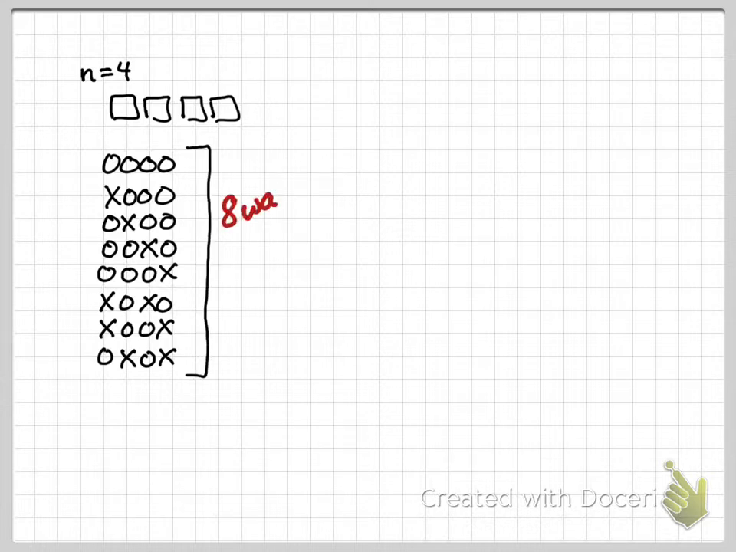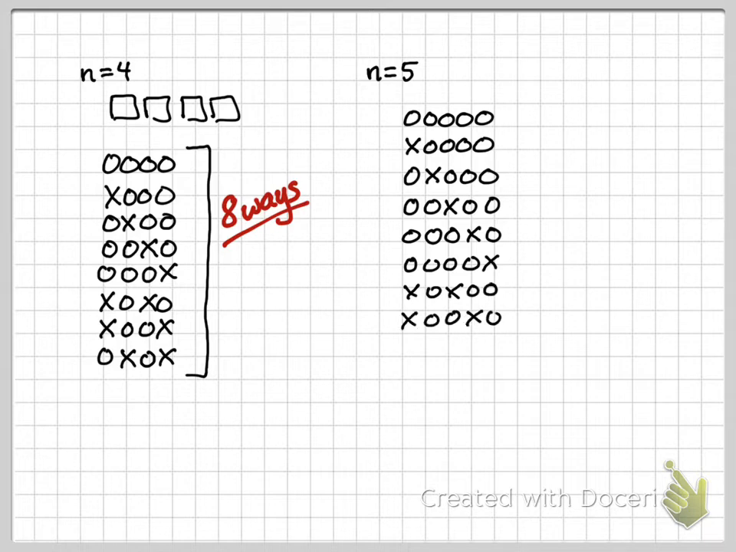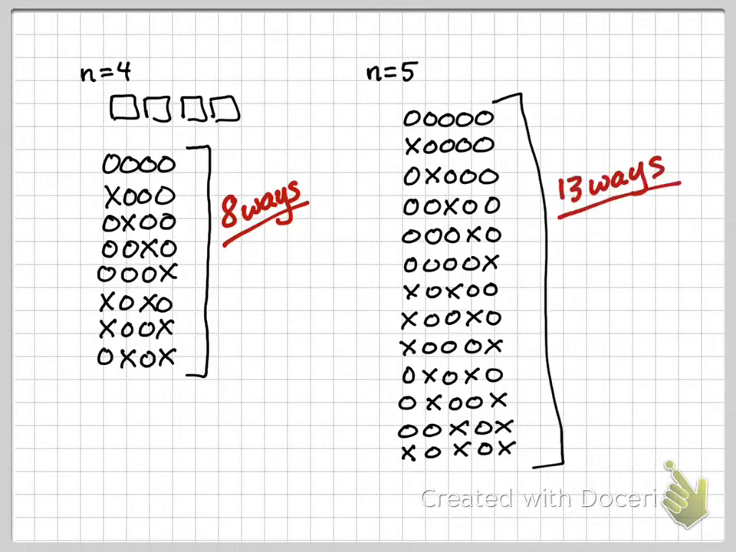So we'll go ahead and count the list. And there's 8 in that list. So when n is 4, the answer is 8. Okay, let's do it one more time with n equals 5. With 1 student, and then with 2 students, we get all these different ways. And finally, if we have 3 students, we can do that, and that's the most we can have. So let's count all these up. 1, 2, 3, 4, all the way up to 13 different ways.